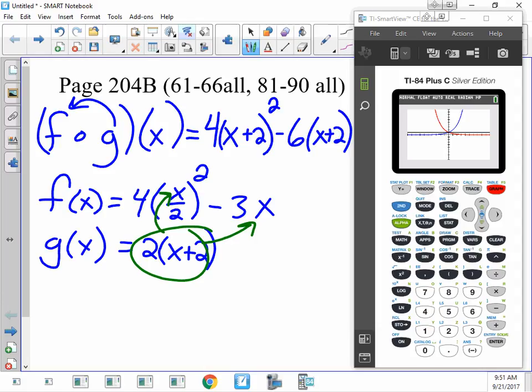Okay? So you need to do that first set, 61 through 66, and then the end of the section is the catch the mistake, and then the true or false, 87 through 90. Is that where we're stopping? Yeah. Okay.